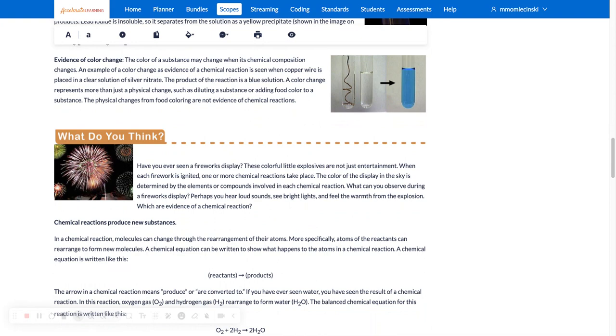A color change represents more than just a physical change, such as diluting a substance or adding food coloring to a substance. The physical changes formed from food coloring are not evidence of chemical reactions.